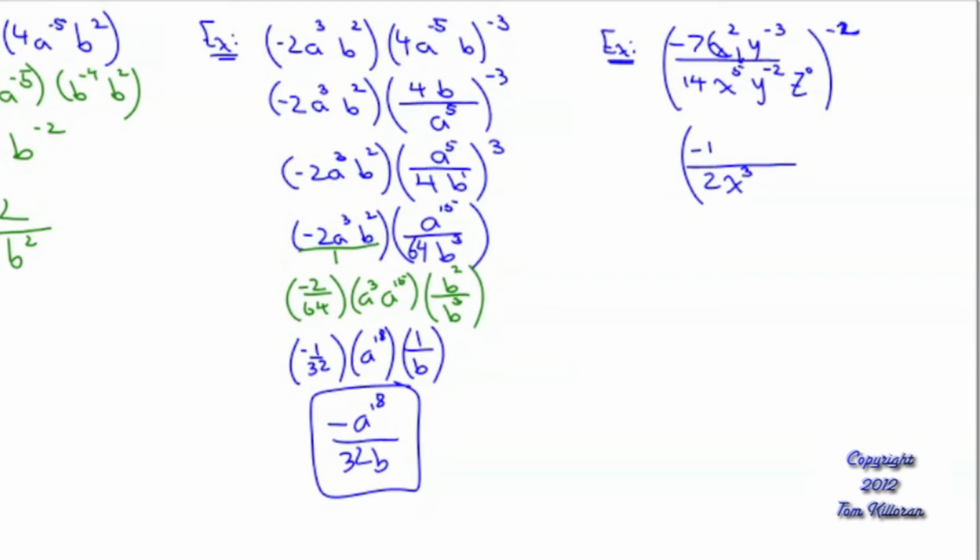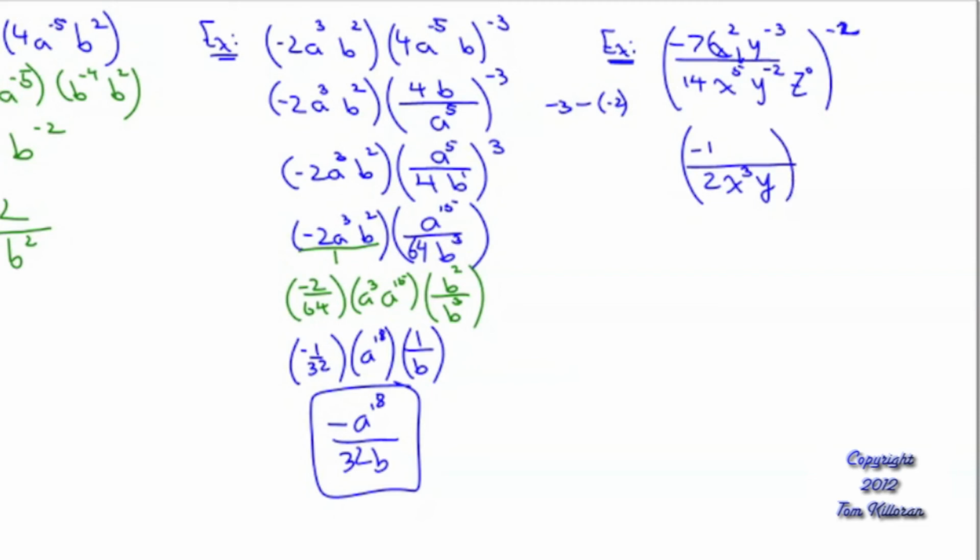What about the y's? I knew that would get some people. This is negative 3 minus negative 2, which is negative 1. Y to the negative 1 in the top, so I want to shift it to the bottom. So it just becomes y. Z to the 0? 1. Don't write anything unless it's the only thing to write.